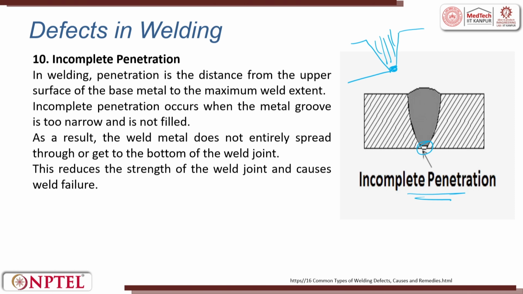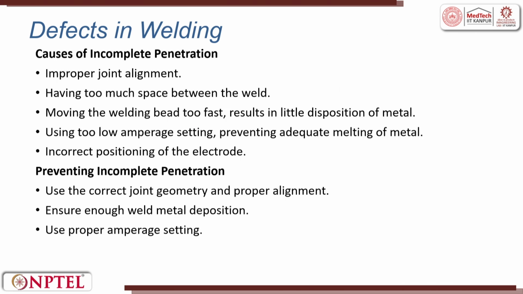In welding, penetration is the distance from the upper surface of the base metal to the maximum weld extent. Incomplete penetration occurs when the metal groove is too narrow and it is not filled. As a result, the weld metal does not entirely spread in the joining region. So, that is incomplete penetration. What are the causes? How do you prevent it?